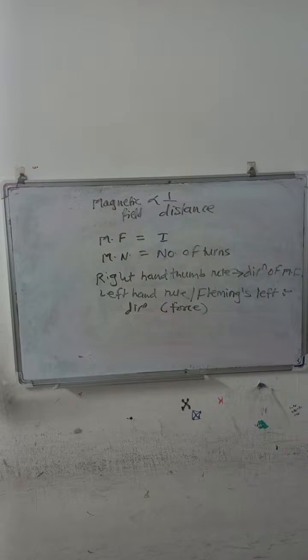What are the properties? Just now we discussed, no? They can form a curved loop. The magnetic field lines externally move from north to south and internally from south to north. They form closed curves.